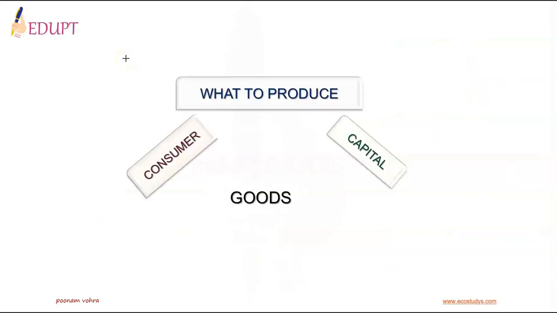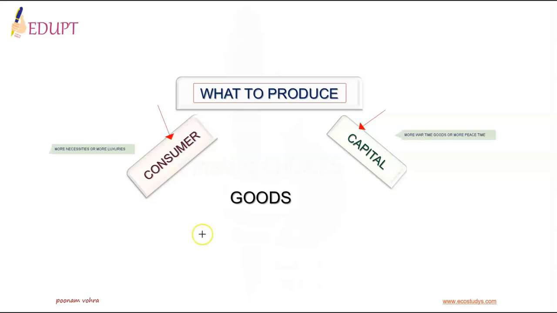The first central economic problem is what should be produced in an economy for the general well-being of people. Every economy has to decide whether it should produce more of consumer goods or more of capital goods. Within the consumer goods, the economy has to decide whether it should produce more necessities or more luxuries. And within capital goods, the economy has to decide whether it should produce more wartime goods or more peacetime capital goods. Also, the decision has to be taken with respect to the quantity to be produced.